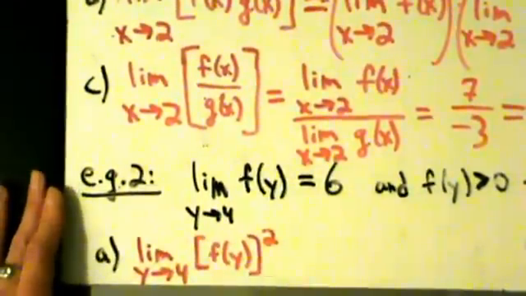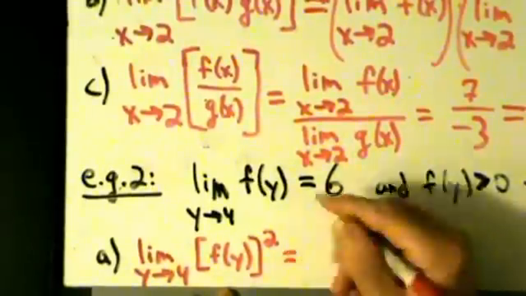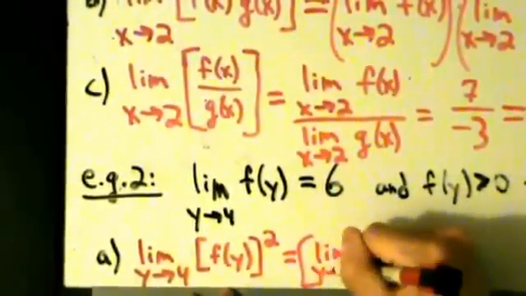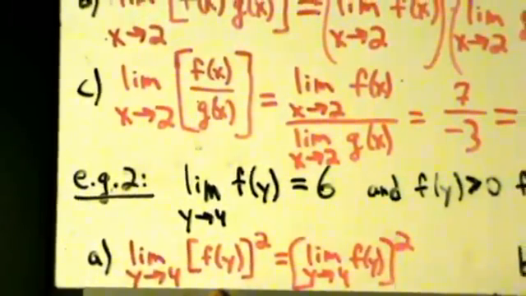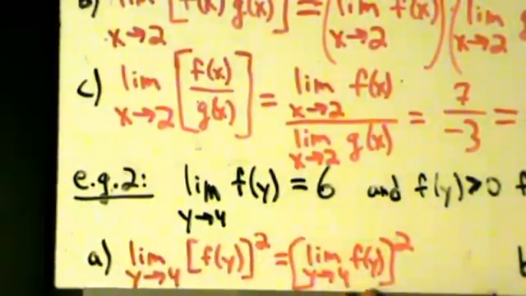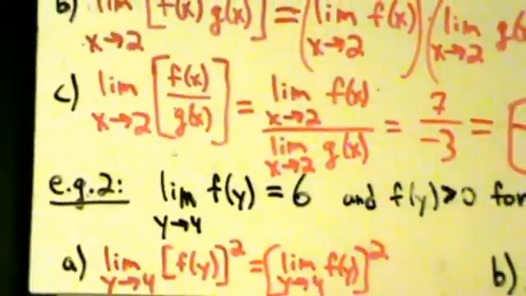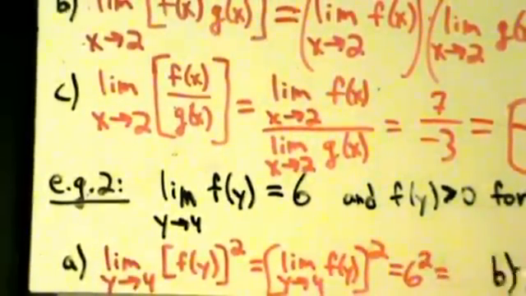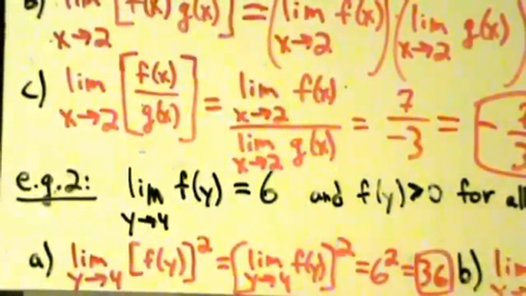So part A, the limit as y approaches 4 of f of y squared is what? Well, one of our properties tells us that that's equal to the limit as y approaches 4 of f of y, whole thing squared. So we can take the limit and push it into these brackets here. Now we're told that this limit is 6. So in other words, what we have here is 6 squared, which is 36. And that's our answer for part A, 36.